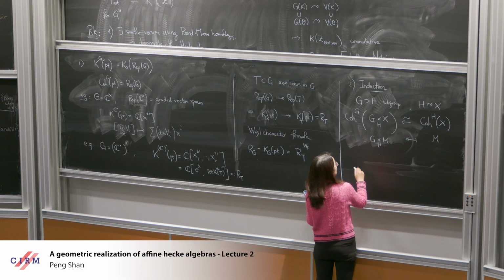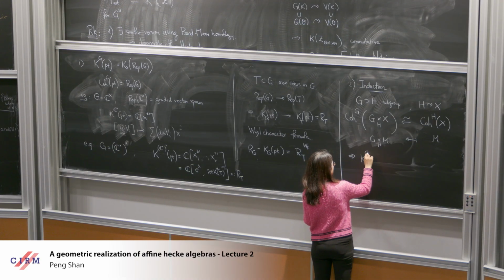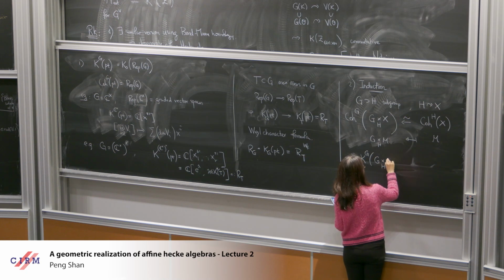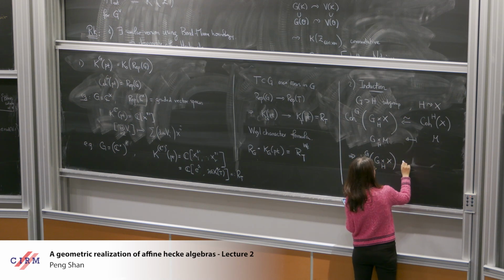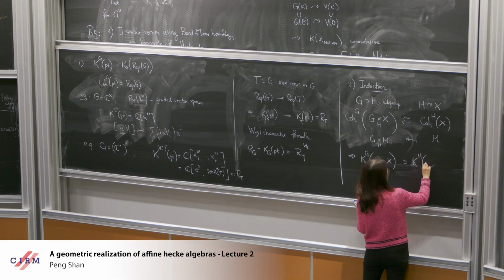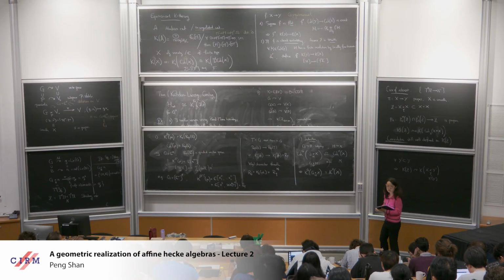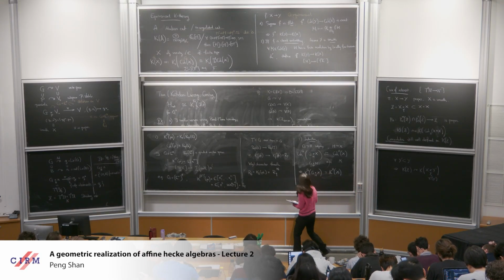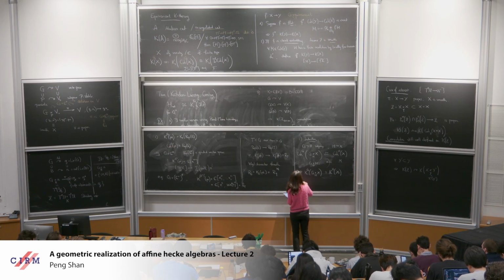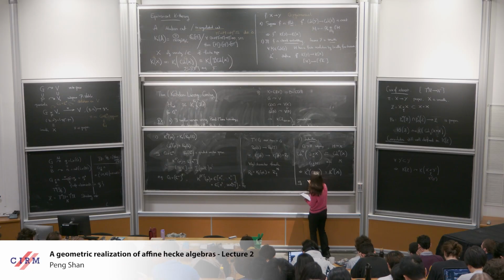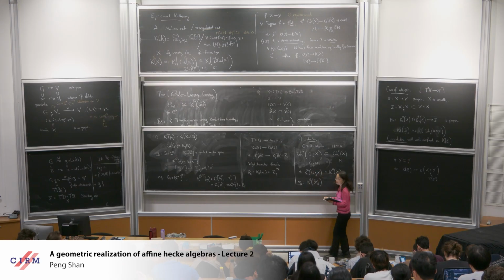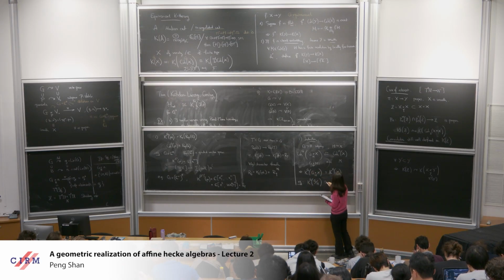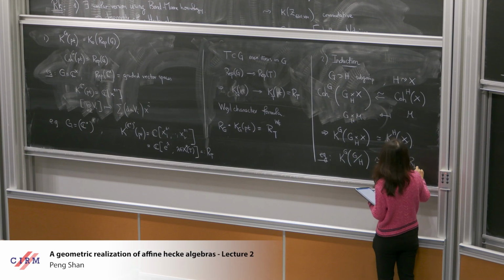So this tells us that the G-equivariant K-theory of this induced variety is naturally isomorphic to the H-equivariant K-theory of X. Okay, so in particular, now take X to be a point, and if you want to compute the G-equivariant K-theory of the homogeneous space G quotient by H, then this is the same as the H-equivariant K-theory of a point, which is the character ring of H.